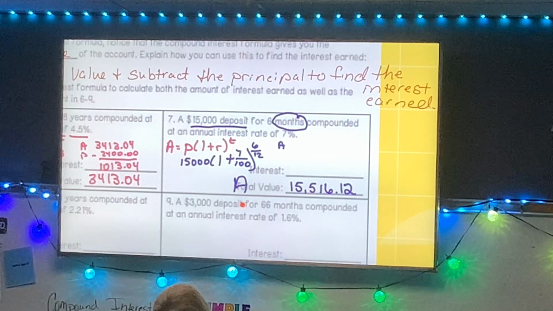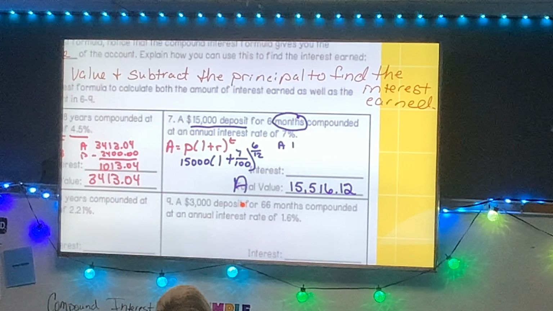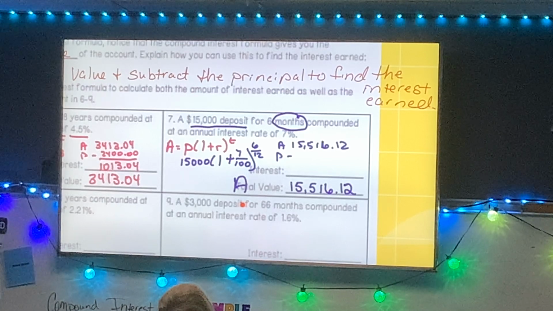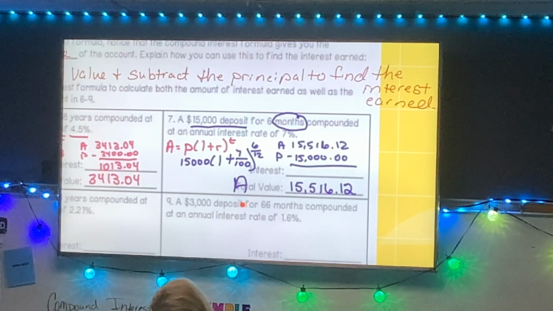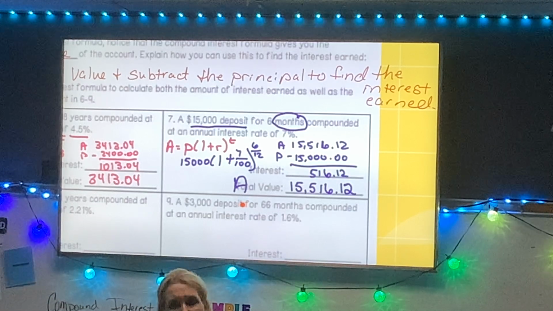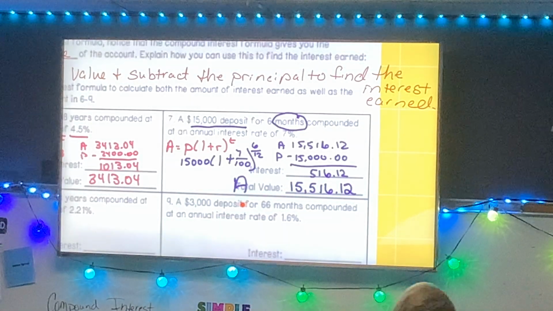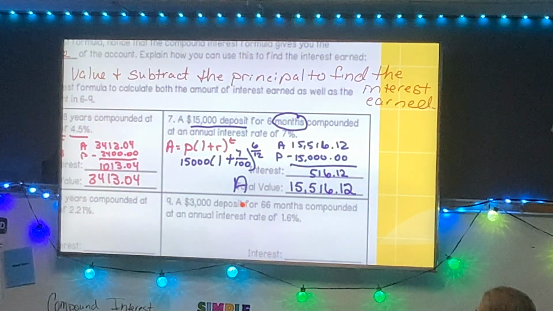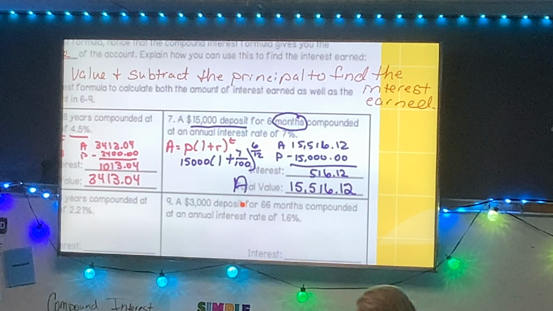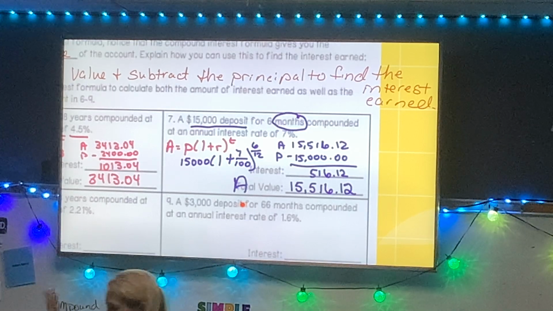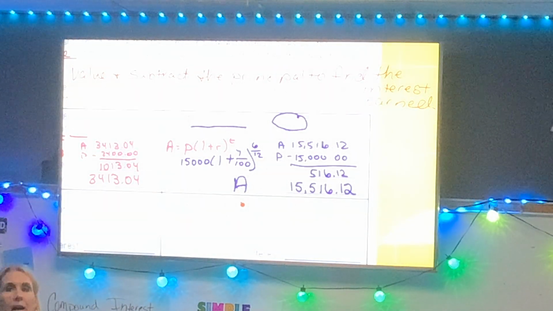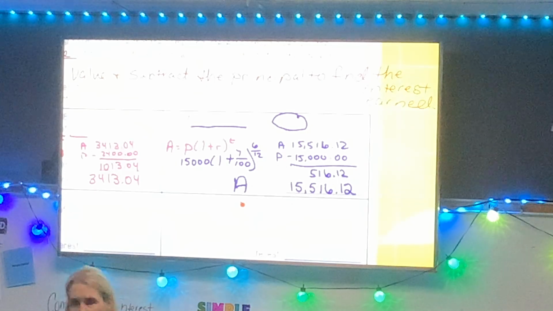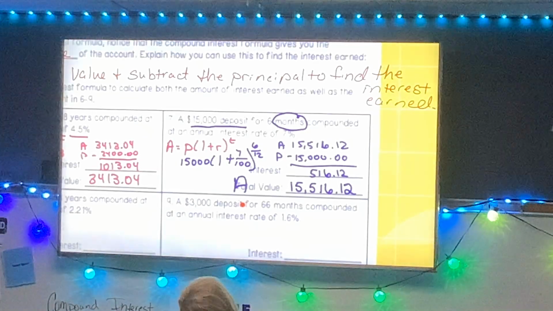So to get my interest, I must take my amount in my account and subtract my principal. $516.12. Good. And none of them today asked for that. Now you are comparing on one. You have to figure out which is a better deal, simple or compound. So just use your simple interest formula and then your compound and see which would be a better. Oh, there's only one like that.